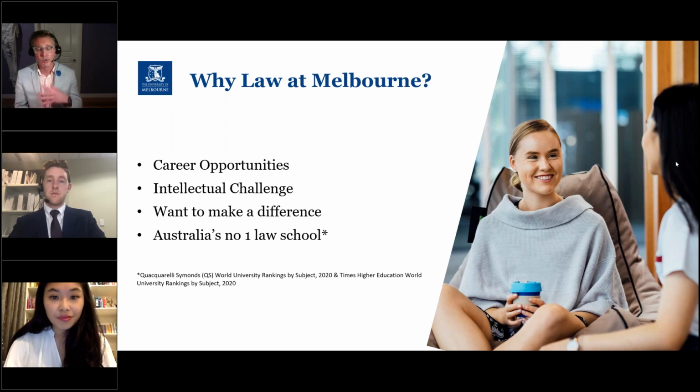Now, a lot of students who want to do law want to come to the best law school, and Melbourne University's law school is up there with that. We are quite well known and regarded both in Australia and internationally. So they're the main reasons why students tend to come across and do the Melbourne JD at the University of Melbourne. So we go to the next slide.